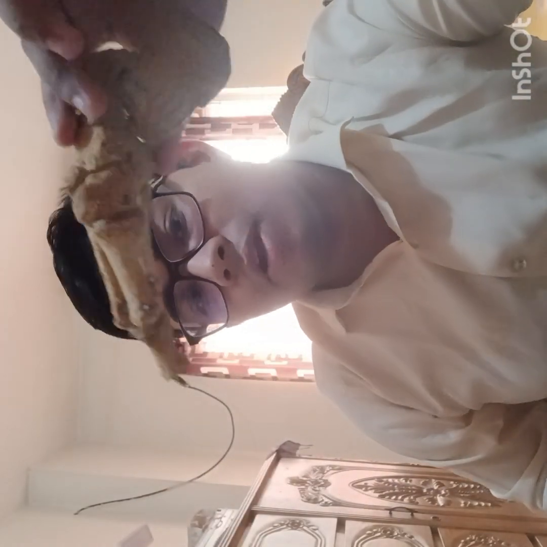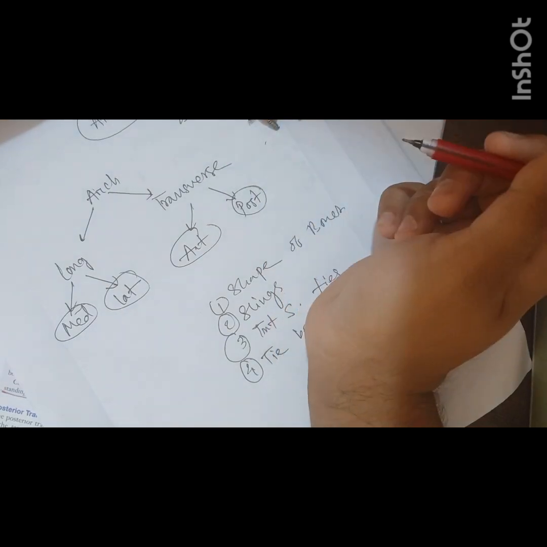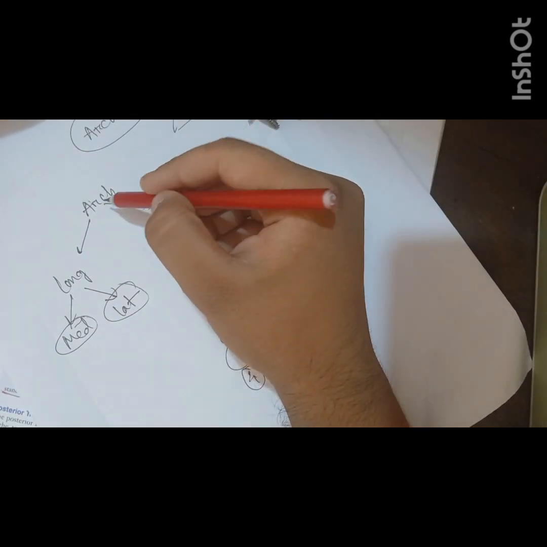So today I'm going to discuss the arches of the foot, the formation of the arches and the factors that are maintaining the arches. For explaining this, I've got an articulated foot that I'm going to use to describe the arches of the foot. So let's get started. There are 4 arches in total.